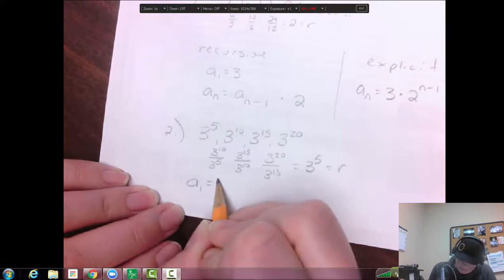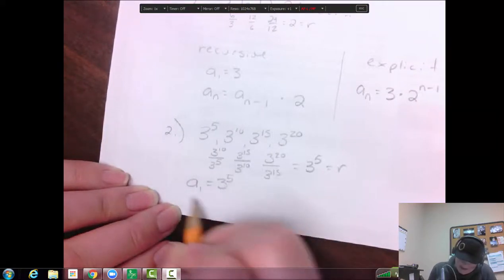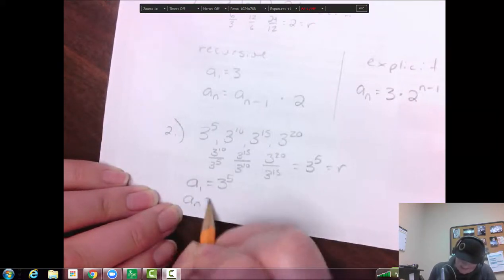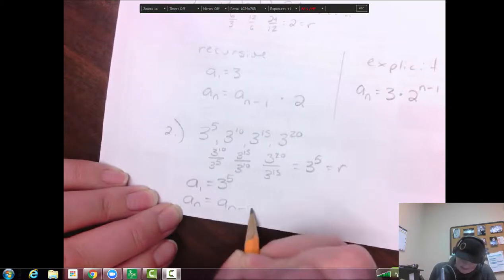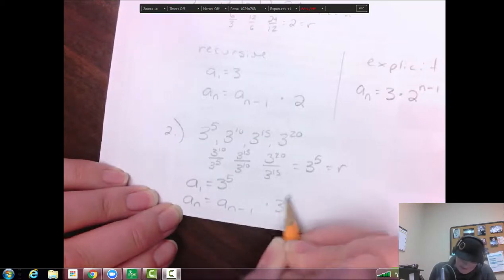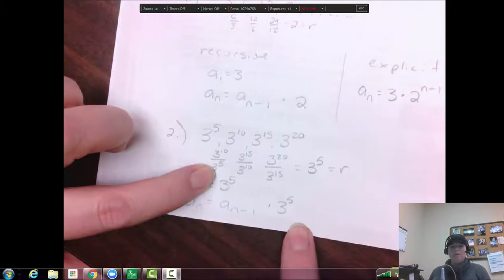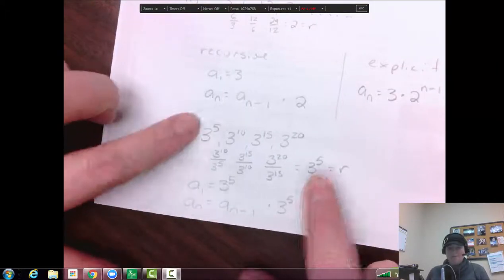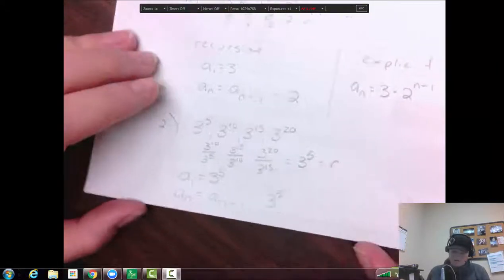If I went to write the recursive formula like I did here, I'd say a sub 1 is 3 to the 5th, and a sub n is equal to a sub n minus 1 times 3 to the 5th. And that's kind of confusing because you have two 3 to the 5ths, the first term and your ratio.